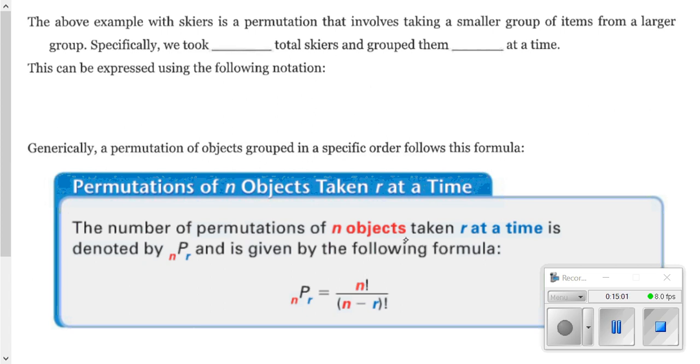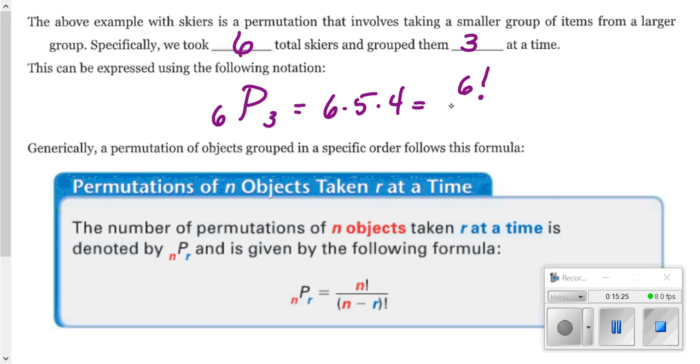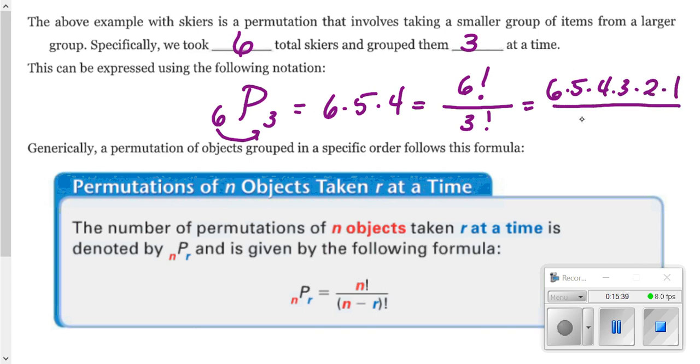So there's a formula down here. In the last example, we took 6 skiers and grouped them 3 at a time. The way that you can figure this out, as we just saw, was to do 6 times 5 times 4. And the reason that works is we're really doing 6 factorial over 6 minus 3, which is 3 factorial. If you look at how that would mechanically work out, with 6 factorial on the top and 3 factorial on the bottom, these would all cancel, which is why our math was just 6 times 5 times 4. So here's our formula.